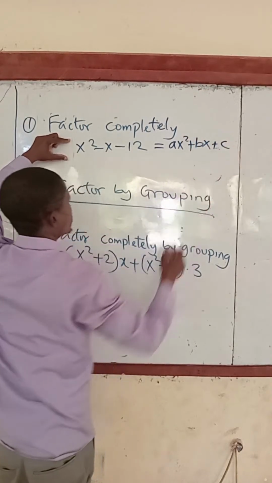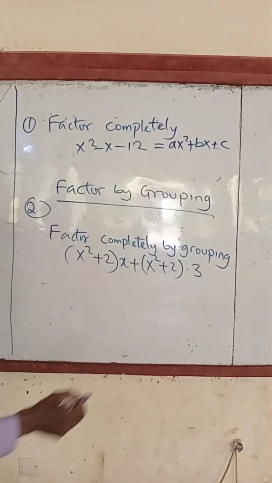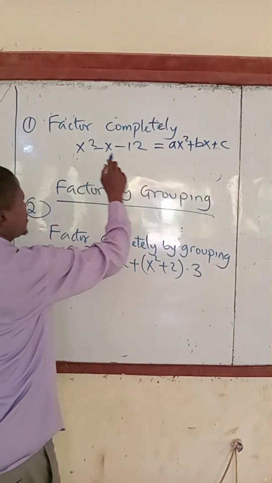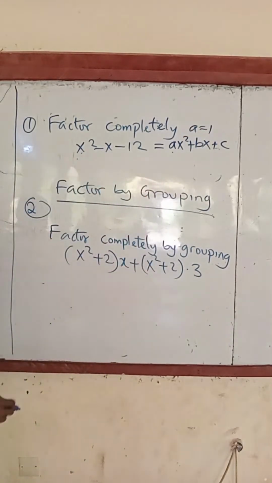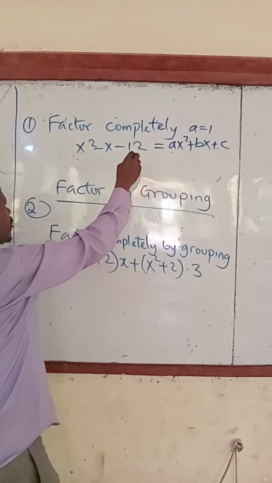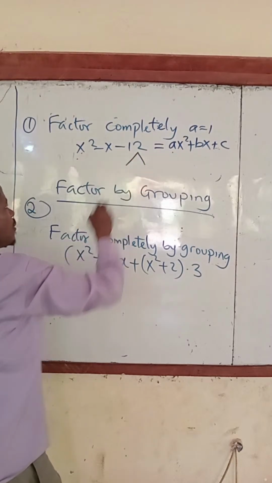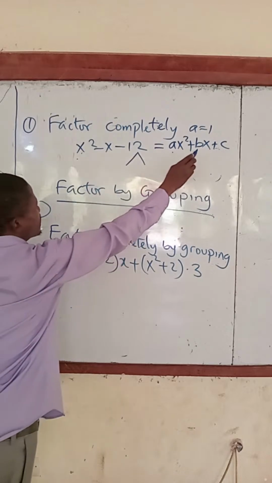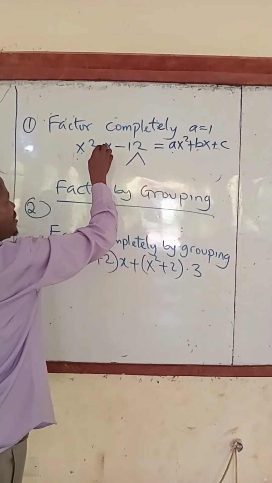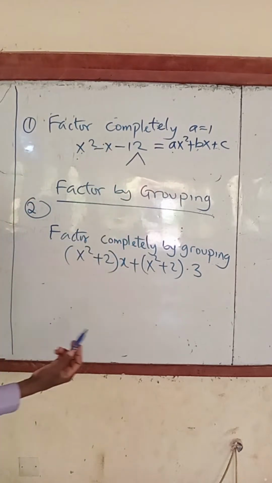Let's see. In this question, our a is 1. So what we need to do is to look for two factors of 12 that can give us the b, which is -1. Our b is -1.